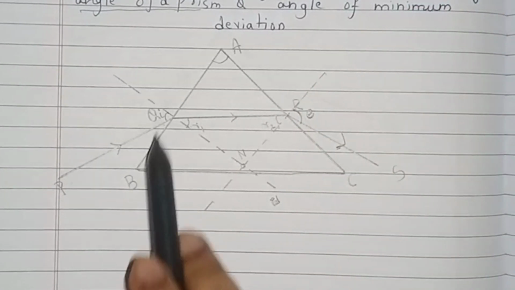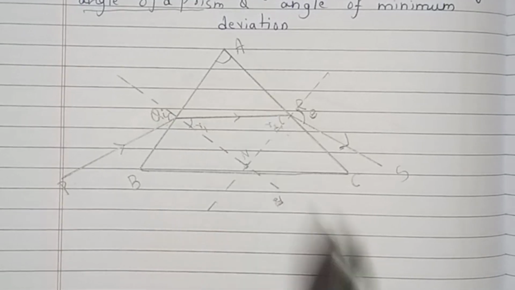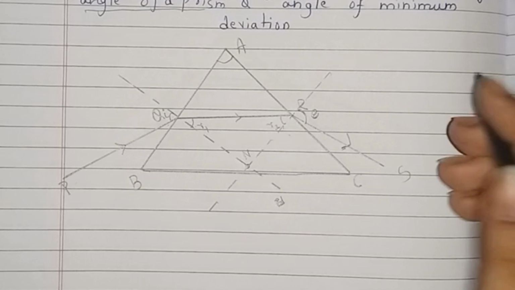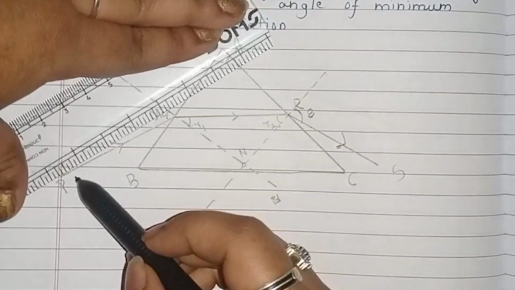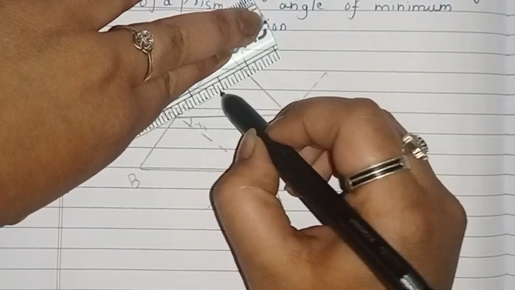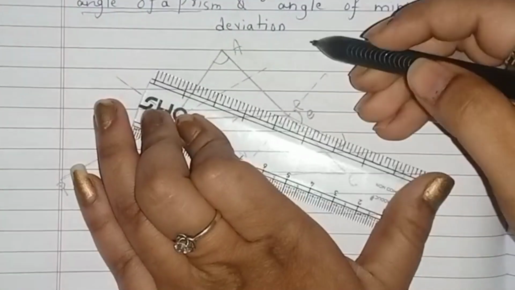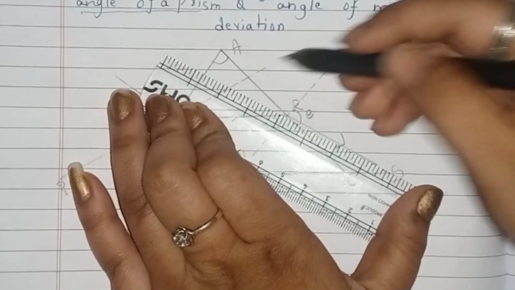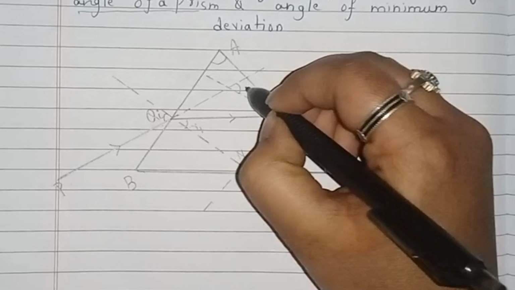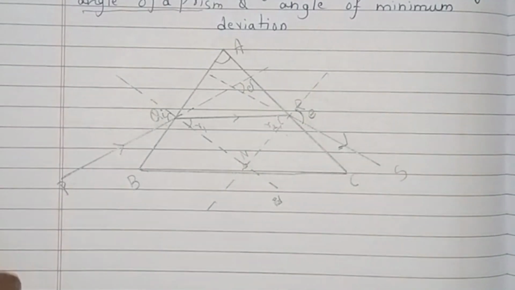Then I is the angle of incidence, R1 and R2 are the angles of refraction, E is the angle of emergence. Now if we extend this incident ray and the emergent ray, they form an angle which is the angle of deviation.